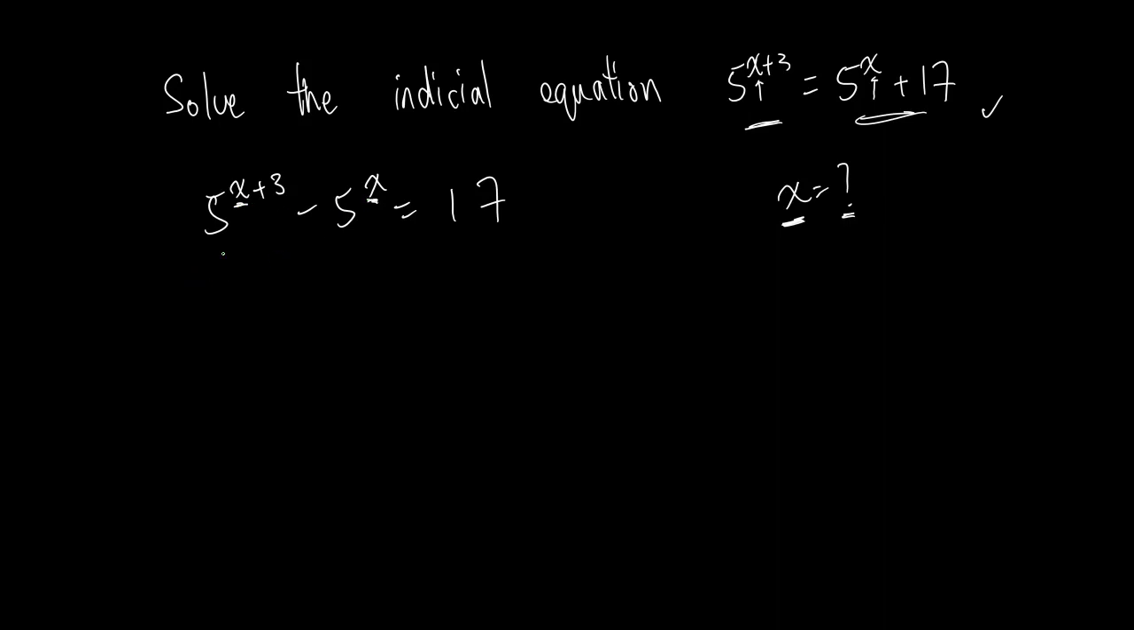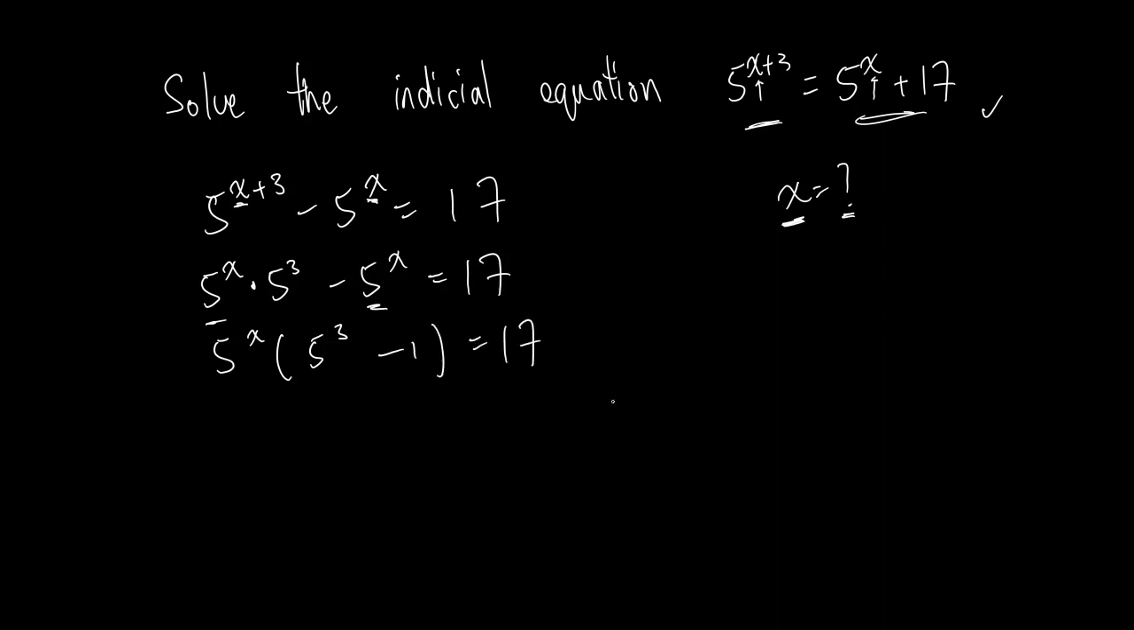So how do we do it? We're going to separate this 5 to the power of x plus 3 into 5 to the power of x multiply 5 to the power of 3, minus 5 to the power of x equals to 17. So what we are going to do next is to actually factorize this 5 to the power of x. Since they are the common term, we can take them out. We have 5 to the power of 3 minus 1 equals to 17.